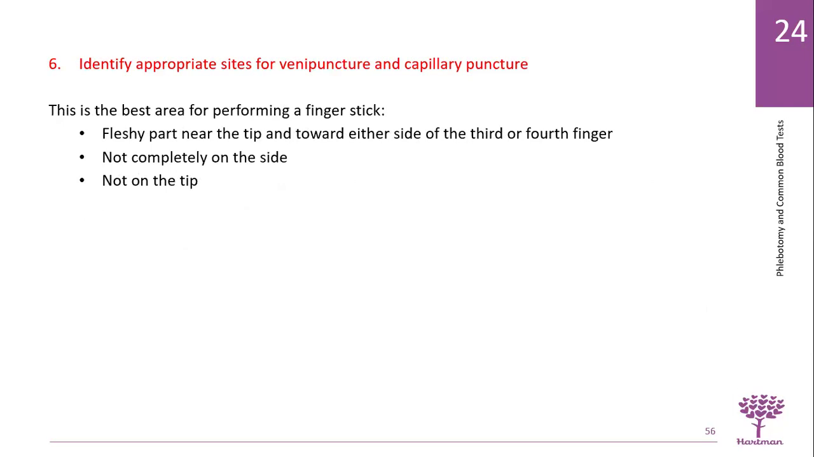The best area for performing a finger stick is the fleshy part near the tip toward either side of the third or fourth finger. That's what you need to know. Third or fourth finger. Not completely on the side, but more in the fleshy part of the hand. Not on the tip, because that can be sensitive.